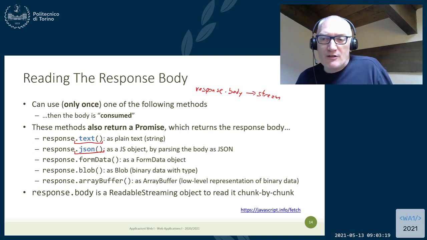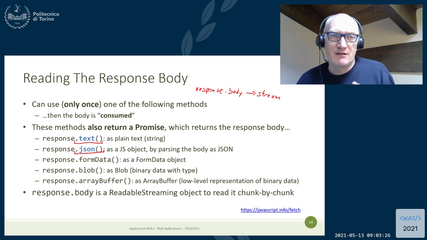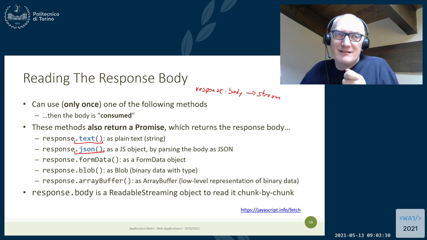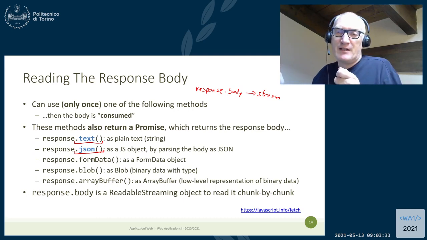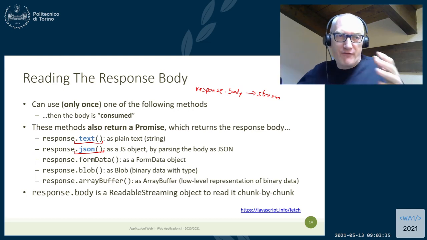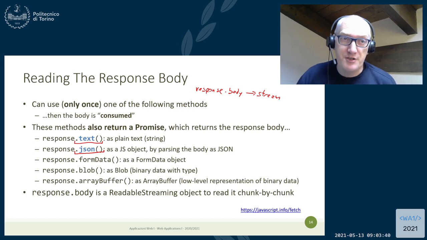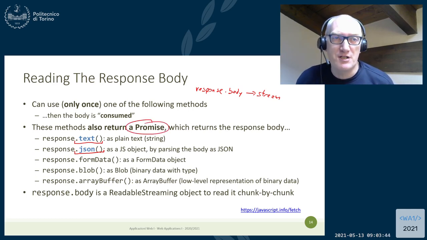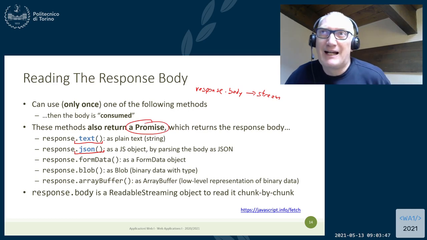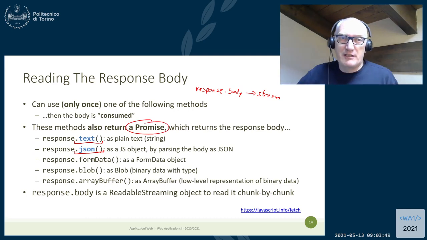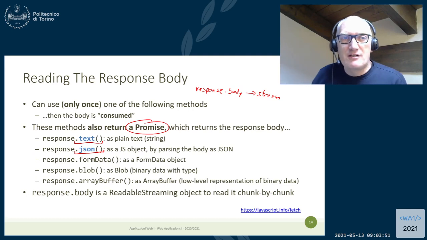And this is also the reason why these methods, text and JSON, return promises. They are not synchronous methods. They are asynchronous methods because they need to process the stream and wait until the stream comes to an end. So it may take time in the case of large responses. So in general, all these methods that process the body return promises, because these methods need to process a stream that may come or arrive asynchronously across different blocks, different chunks of information.